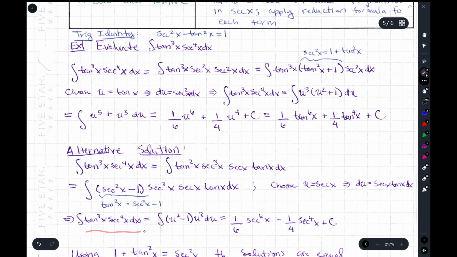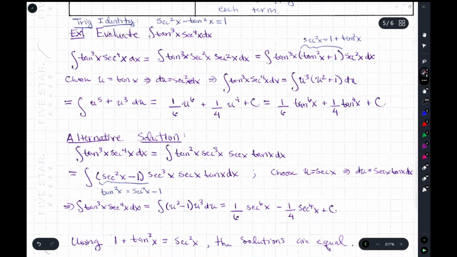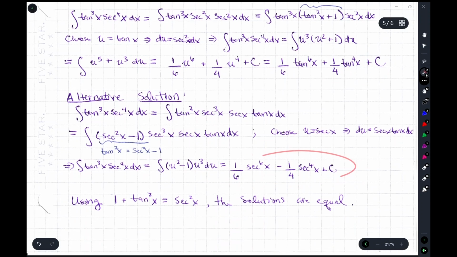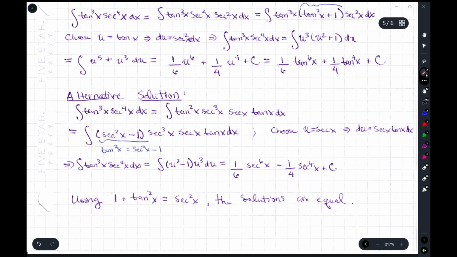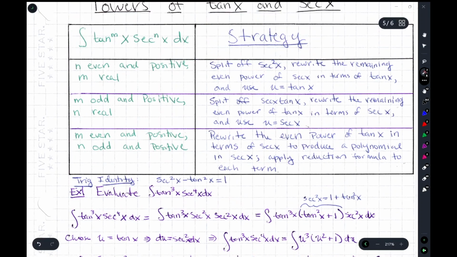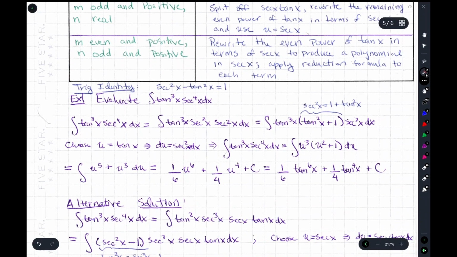Okay, and doing so, we can rewrite the integrand in terms of u this way, integrate again, and we get this result. Now, these might look different, but they're in fact the same. If you use the trig identity 1 plus tan squared x equals secant squared x, and you plug that into here, you'll get a similar expression there. And so they are equal. And so we saw how both of these strategies here would work.